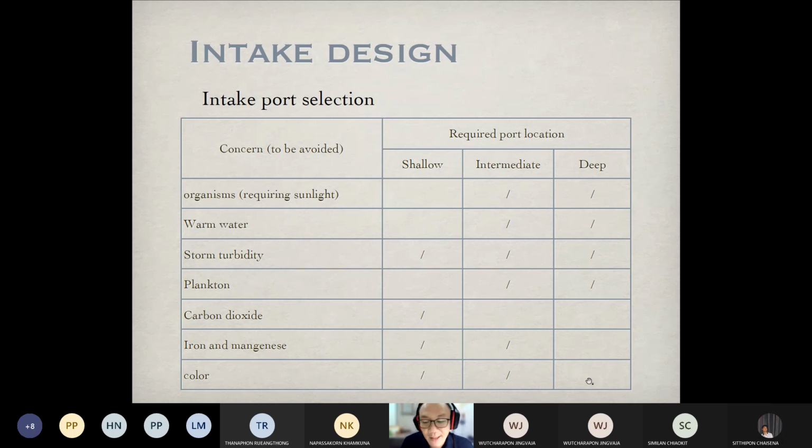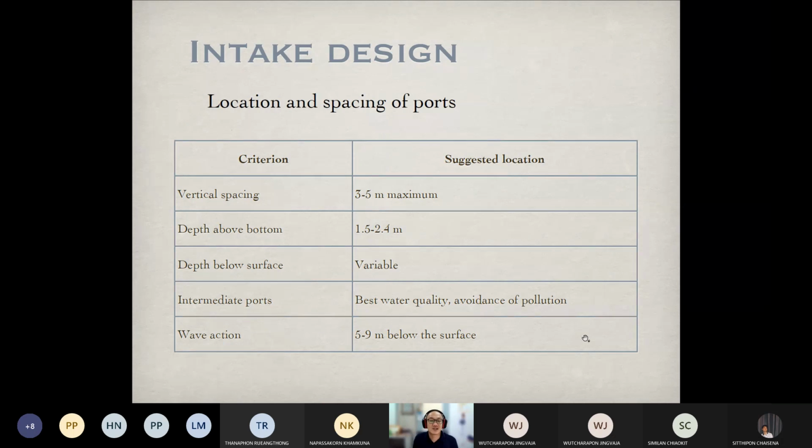Color also, in the sediment, there might be organic debris accumulations. So the organic extract could produce true color in the water. In order to avoid the true color in water, we better take the water from the intermediate and the shallow port, not recommended to take the water from the deeper port. So these are the port selections.